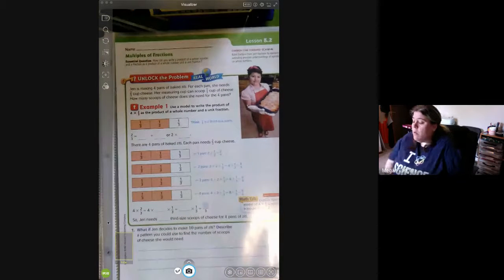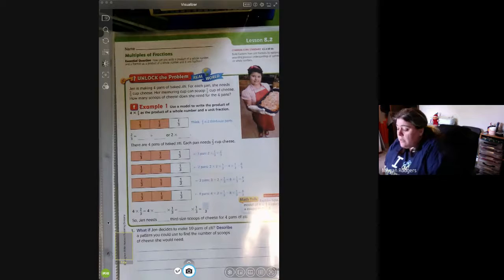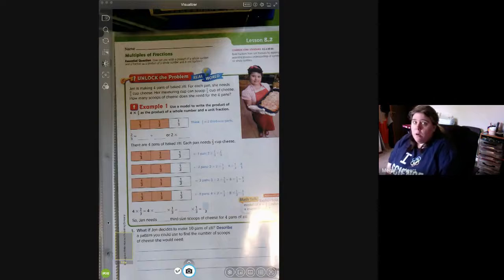All right, so multiples of fractions. Essentially we need to figure out how we can write the product of a whole number and a fraction as a product of a whole number and a unit fraction. So kind of the same things we were doing. Again, remember multiples are those things when you are able to multiply a number by something to get that other number. So multiples of 2 are 2, 4, 6, 8, 10, etc.